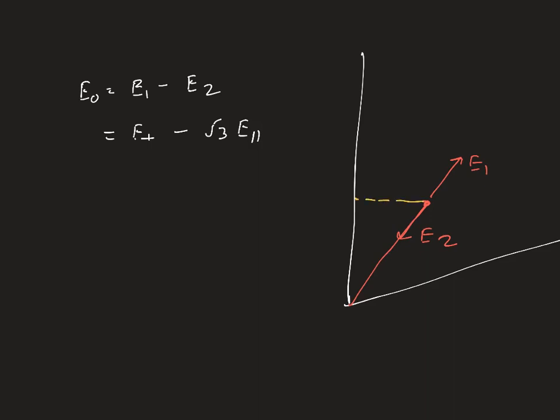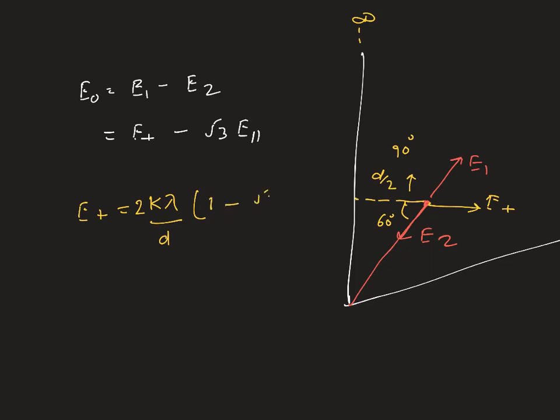So what will be E perpendicular? This distance is d by 2. This angle is 60 degrees, and the other angle, on this side, alpha, is tending to 90 degrees. As you can see, the wire is infinite. So E perpendicular will be equal to k lambda upon d by 2, the 2 goes up, and we'll have sine 90, that is 1, minus sine 60, that is root 3 by 2.